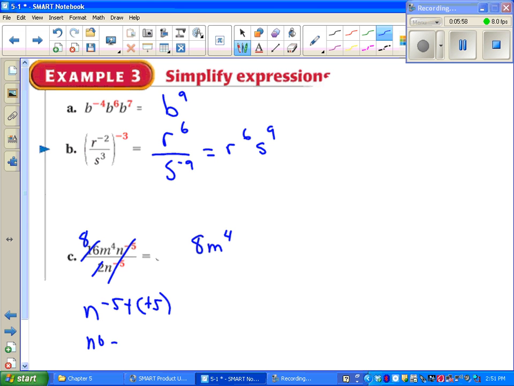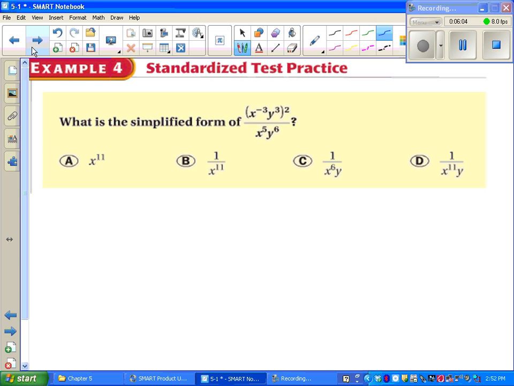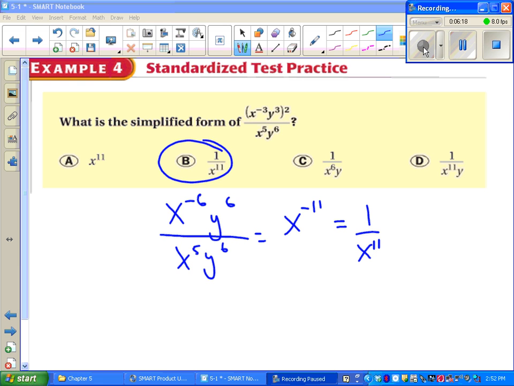Next up, we've got some standardized test practice. Go ahead and pause the video. Try this one on your own as well. It's using the same properties. See if you get what I get. Once again, I see that the y's cancel out completely, just like something canceled out completely in the last example. Also, don't forget to write your answer using only positive exponents.